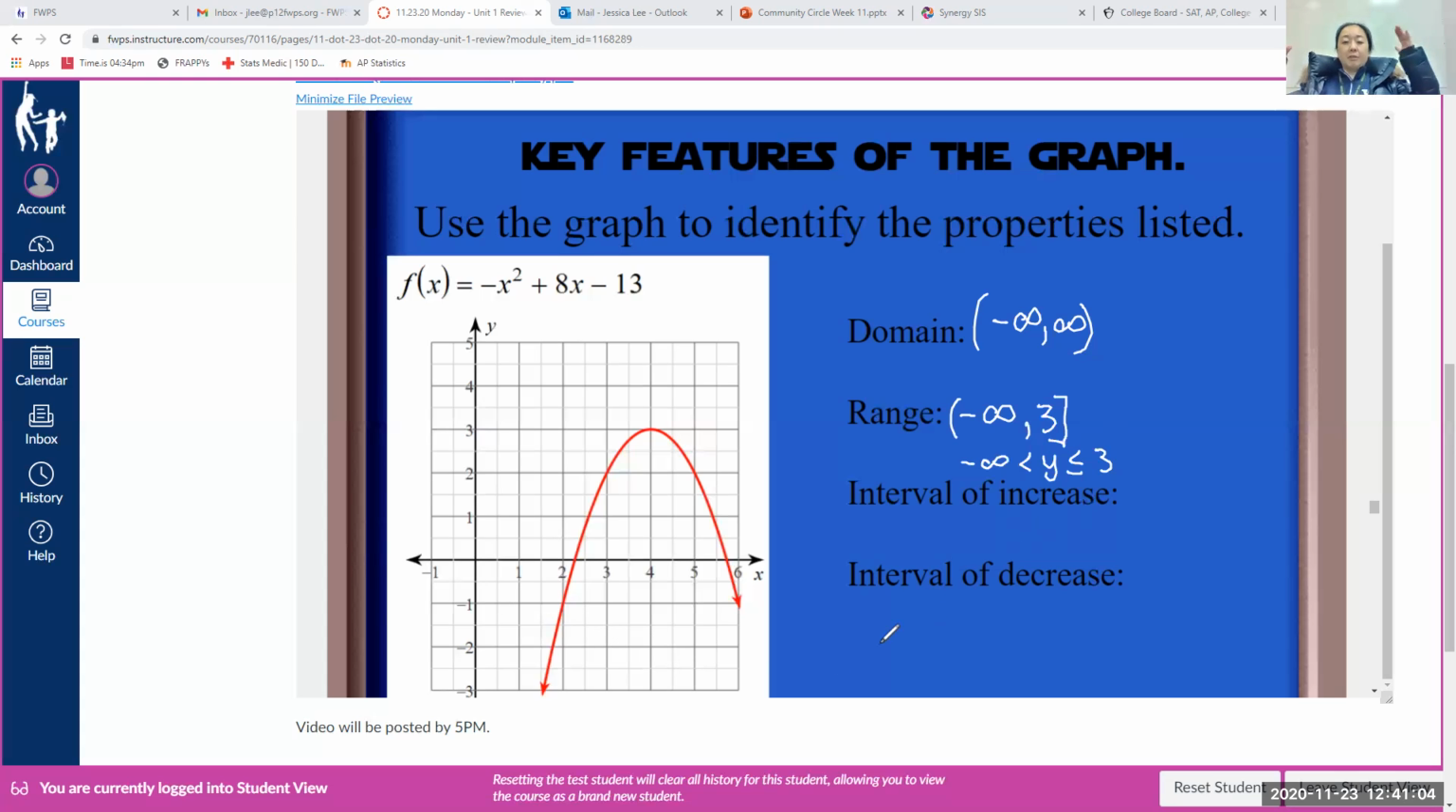All right, and then your interval of increase. So remember, the interval of increase, we're talking about the x's, right? So when does it, I'm going to draw my car here. So pretend we have a car. Here is my car, my really weird looking car. And we always go left to right. So is the car increasing or decreasing? It's increasing, right? Well, when does it start? Well, from negative infinity, right?